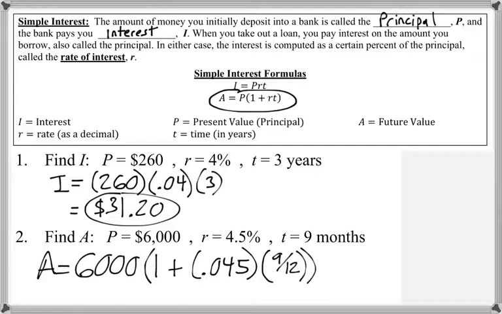So I just need to type this in. And I get $6,202.50.